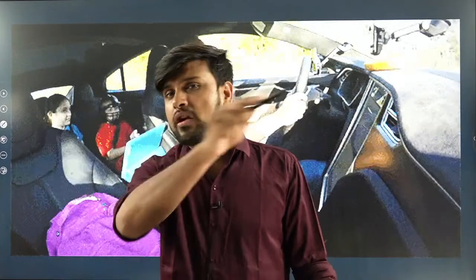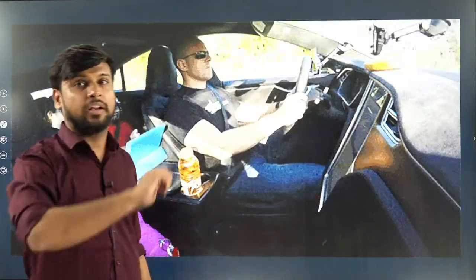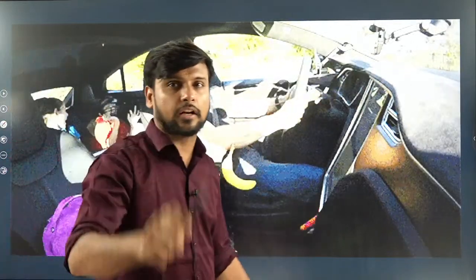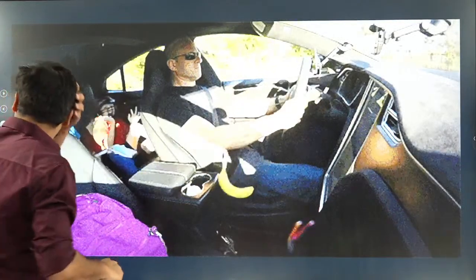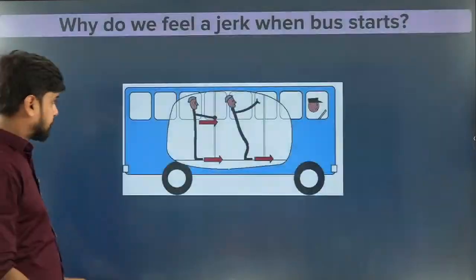Okay, what actually is Newton's law? If a body is in motion, it will remain in motion. If a body is at rest, it will remain at rest until and unless an external force is applied on it, right? Okay, let's move to the next point.